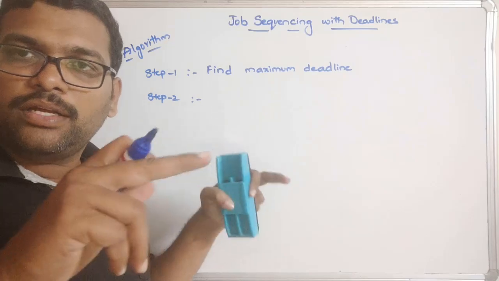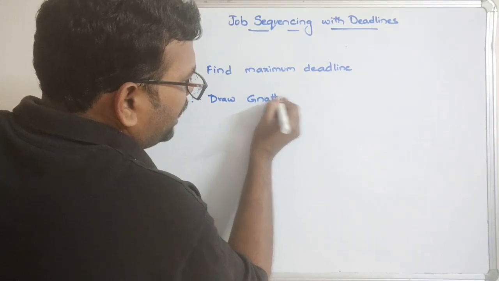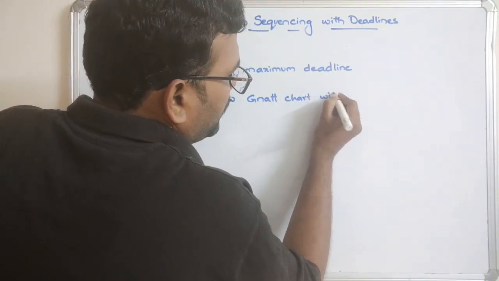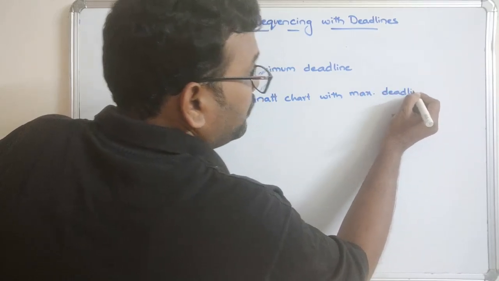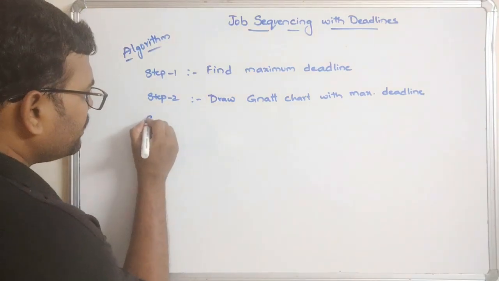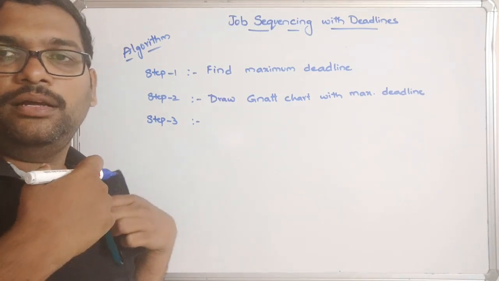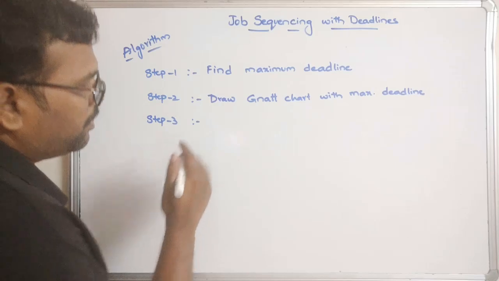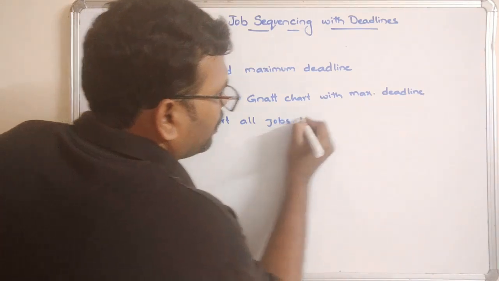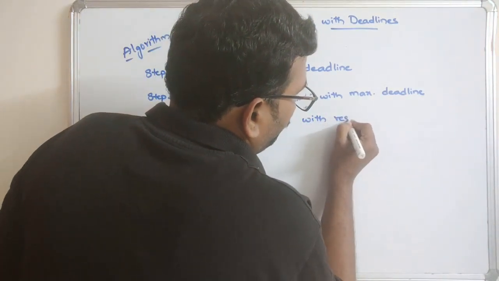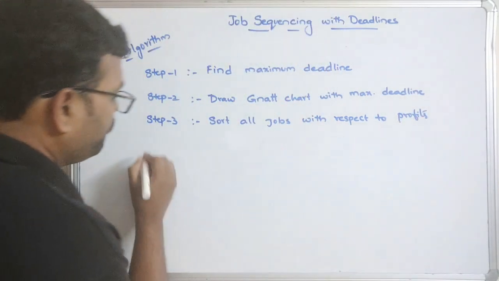Step 2: after finding the maximum deadline, we need to draw the Gantt chart with the maximum deadline. So we have drawn. And step 3: after completion of this Gantt chart, we need to sort all jobs with respect to profits.